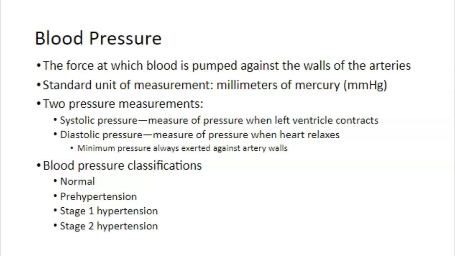When you look at the actual definition of blood pressure, it's the force at which blood is pumped against the walls of the arteries. The standard unit of measurement is millimeters of mercury. Now, we don't have those old-time blood pressure machines anymore that have the mercury that go up and down. However, that unit of measurement has still stuck, even though we don't have mercury blood pressure gauges anymore. Generally, you're going to see either an electronic one, which is frequently used, or an aneroid.